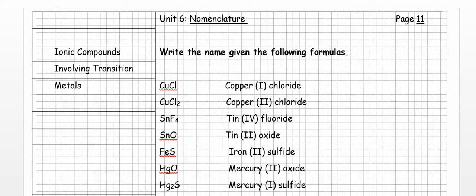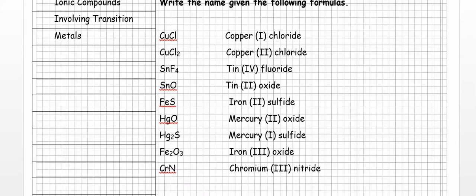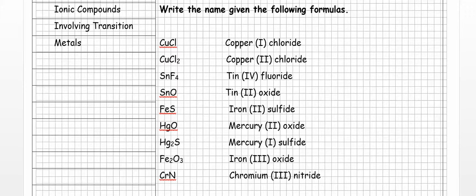Ionic compounds, this time involving transition metals. Remember, those are the ones in the center of the periodic table that usually have multiple charges. CuCl could have been +1 or +2, but it's +1. How do I know that? Well, here's how I know.